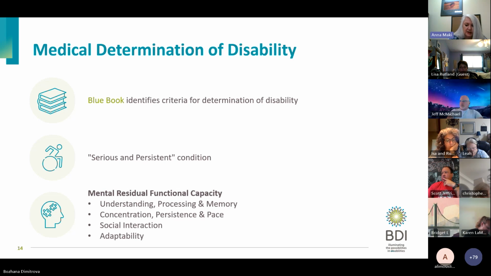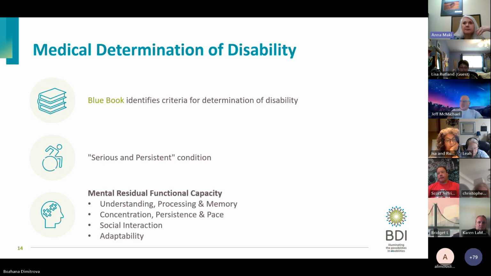Social interaction, we want to talk about any challenges that the individual has with initiating and developing and maintaining relationships. This is where language deficits can come into play. This is where having explosive behaviors that can disrupt social relationships can come into play. So we want to be documenting that.